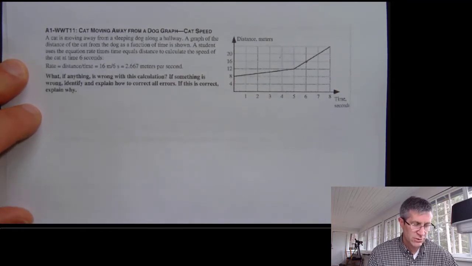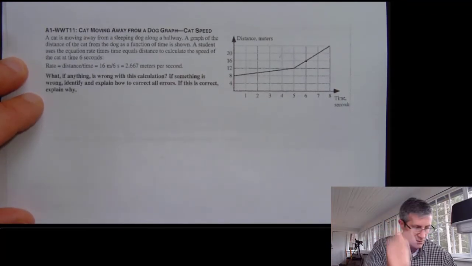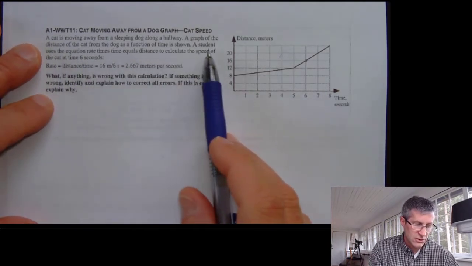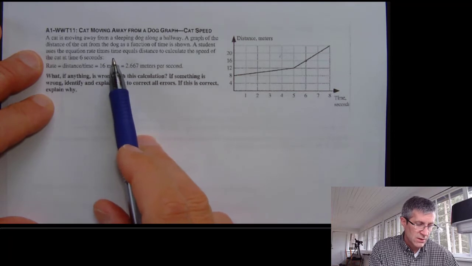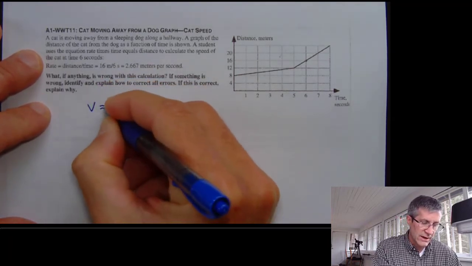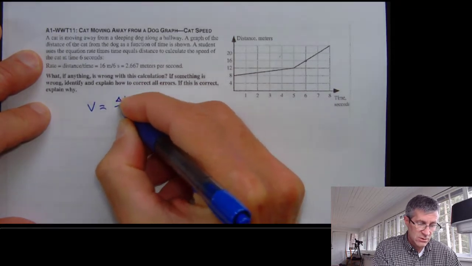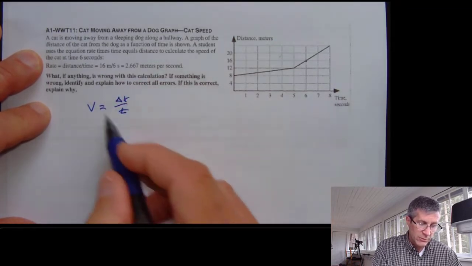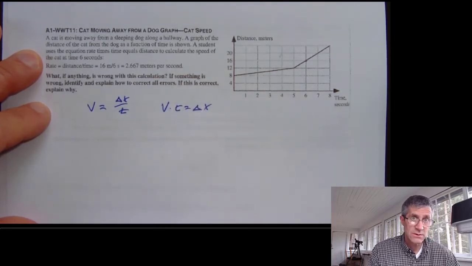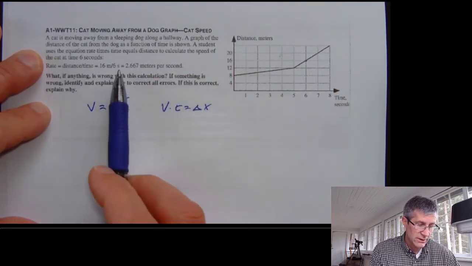Okay, starting to get into motion graphs with physics. So, a cat's moving away from a sleeping dog in a hallway. The graph shows the distance of the cat from the dog as a function of time. The student uses the equation rate times time equals distance, right? So this is the definition of velocity. It's going to be my change in distance over time. And if I rearrange this, my velocity times time is going to be the distance or displacement that's occurred during that time frame.